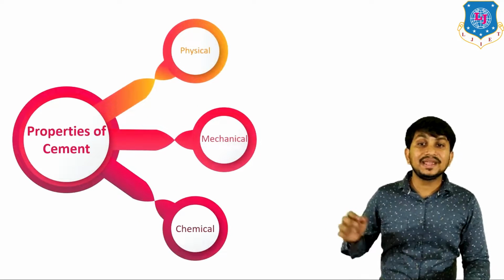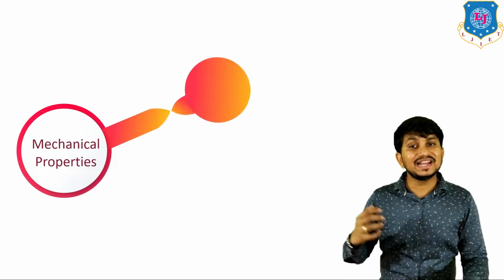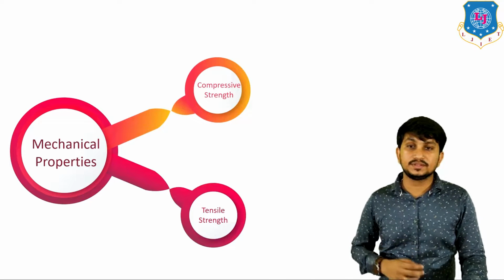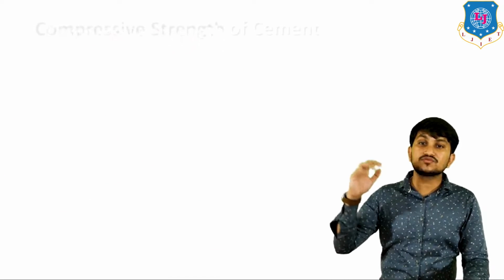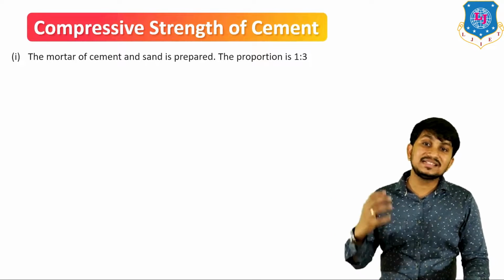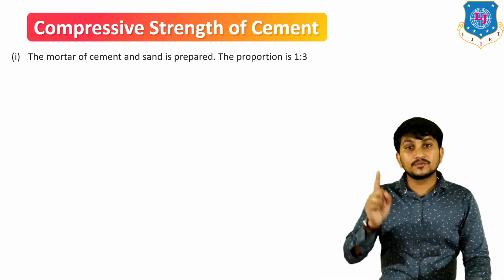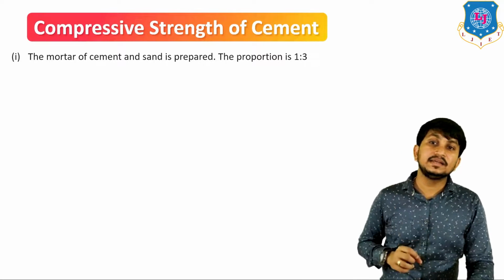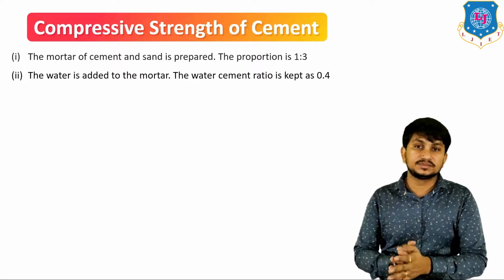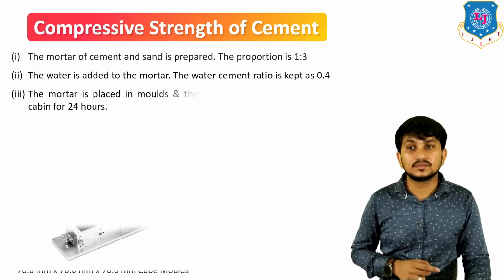Now let's discuss the mechanical properties of cement. There are 2 mechanical properties. First is compressive strength and second is tensile strength. First we will discuss the compressive strength of cement. The mortar of cement and sand is first prepared in the proportion 1 to 3, where 1 is the cement part and 3 is the sand part. Then water is added to the mortar. The water cement ratio should be kept at 0.4.